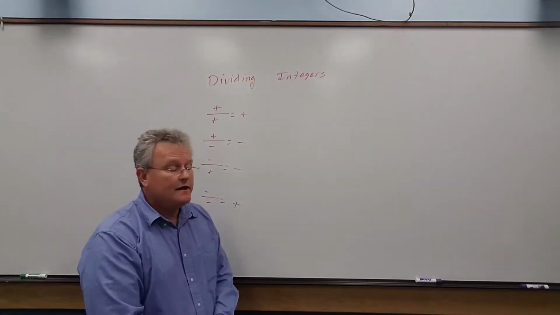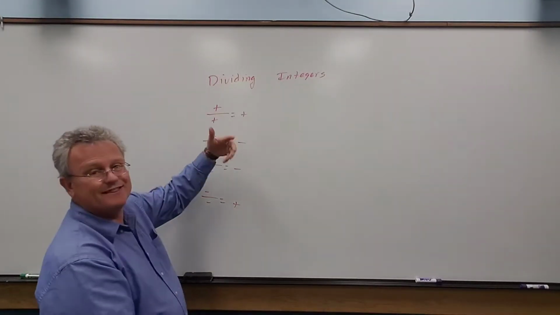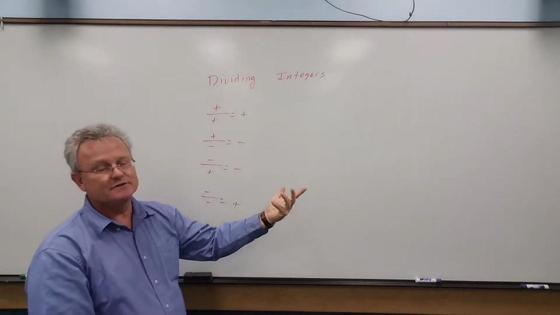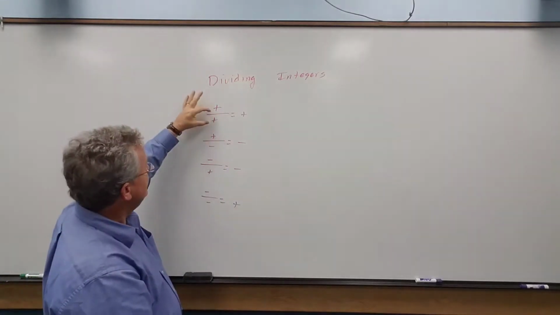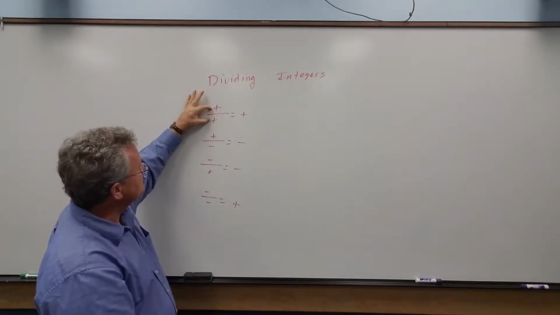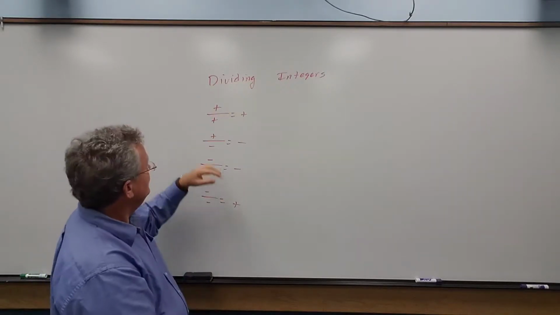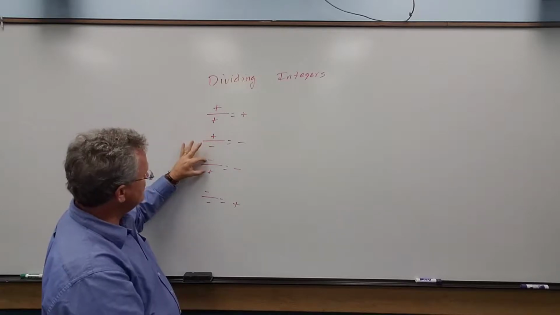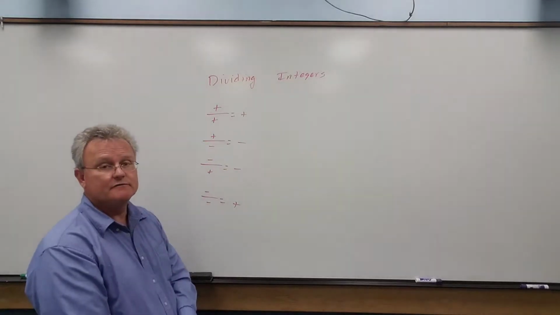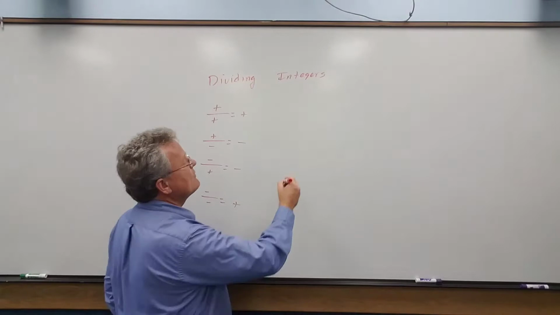When we divide integers, the rule is basically the same as multiplication. That is, if you have two positives or two negatives, the answer is a positive. If you have one positive and one negative, the answer is negative. Why does it work that way, though?